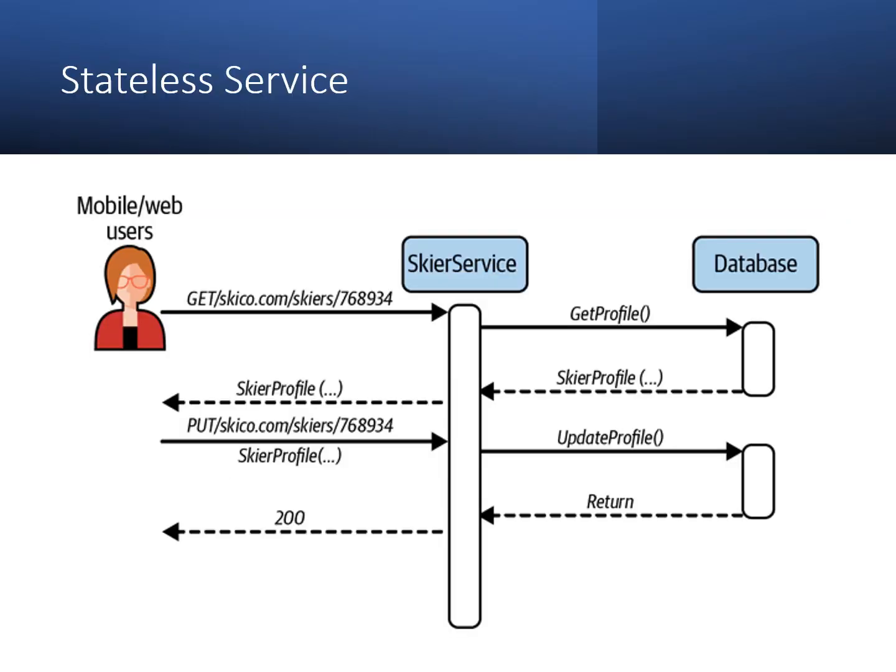Stateless services, however, maintain no conversational state, as shown on the slide here. We send a GET request to our service, it retrieves our profile, and then returns the profile as part of the response to the request. Then the updated skier profile is sent via a PUT operation with the skier identifier associated in the URI. This is then used to update the profile and return a success. The service itself maintains no conversational state.